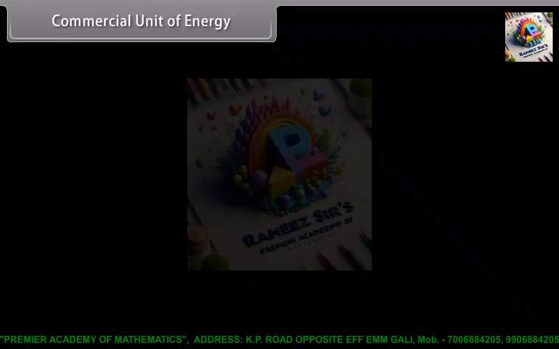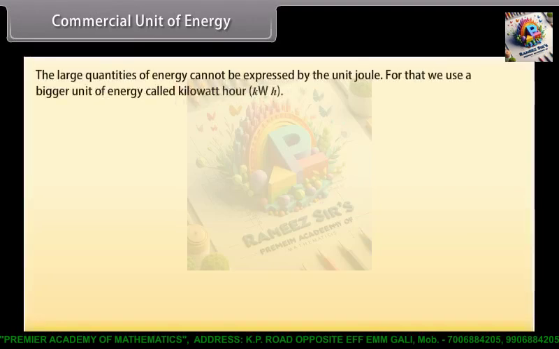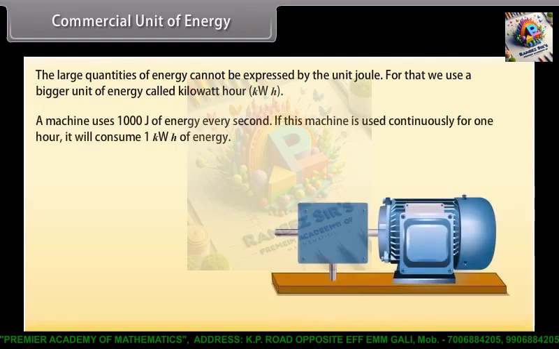Commercial unit of energy. We know the unit of energy is joule, but the large quantities of energy cannot be expressed by the unit joule. For that we use a bigger unit of energy called kilowatt hour. Let us take an example of a machine that uses 1000 joule of energy every second. If this machine is used continuously for 1 hour, it will consume 1 kilowatt hour of energy.